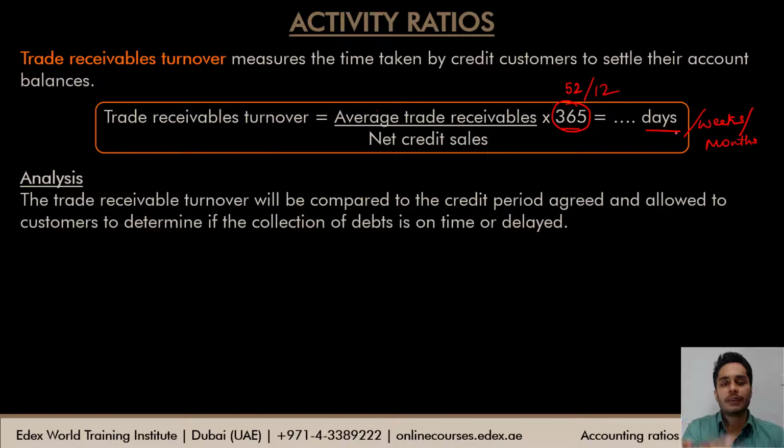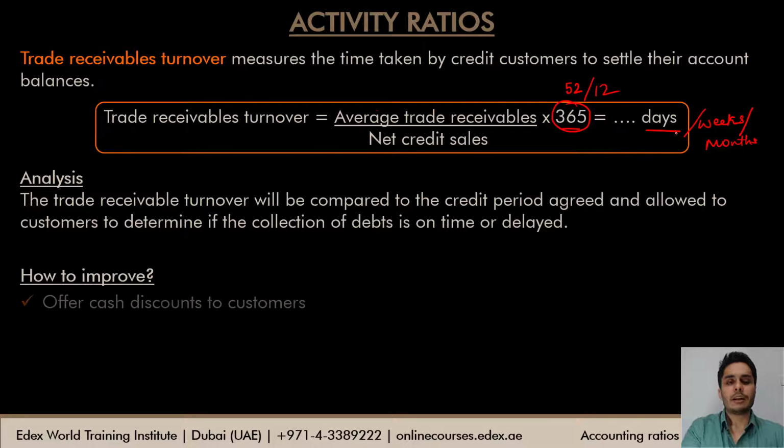This ratio, once we calculate, can be compared to the credit period that was agreed with the customers and see if the business is able to collect its debts within the time agreed. If the business is taking more time than it was agreed, then it shows inefficiency in debt collection by the firm, and steps may have to be taken to improve the debt collection, else there would be higher chances of bad debts in the future.